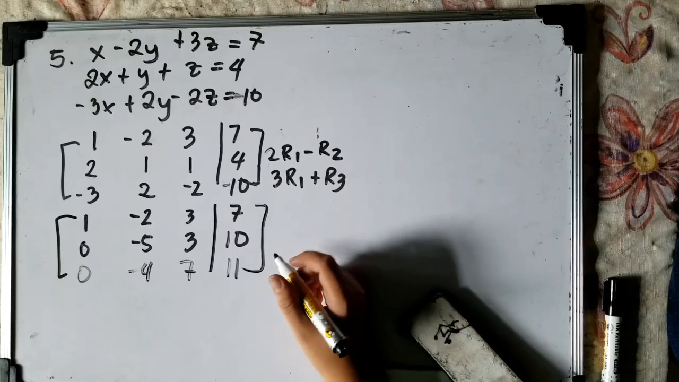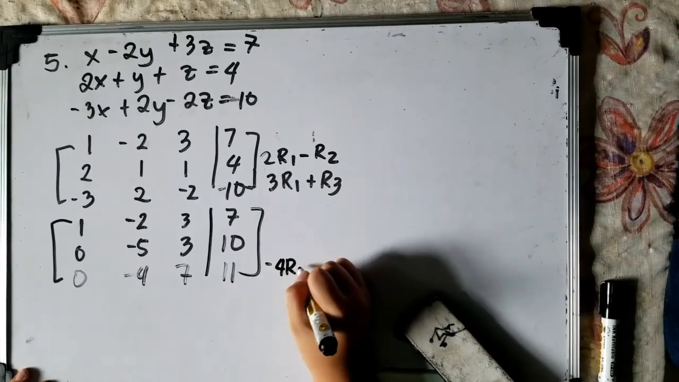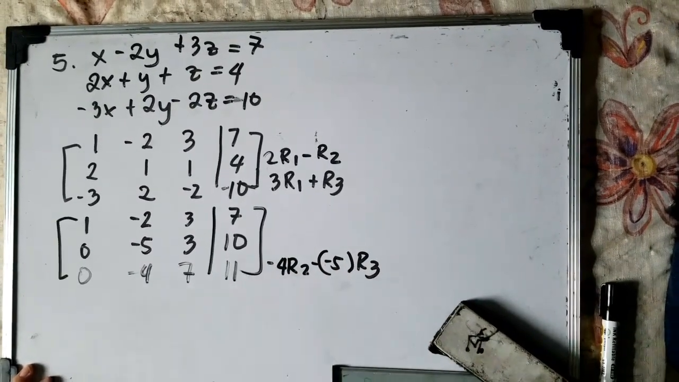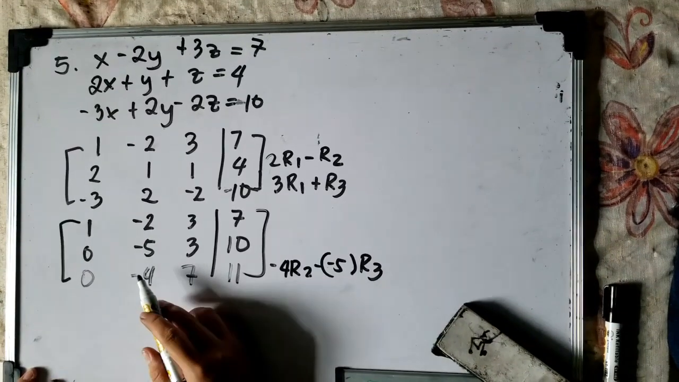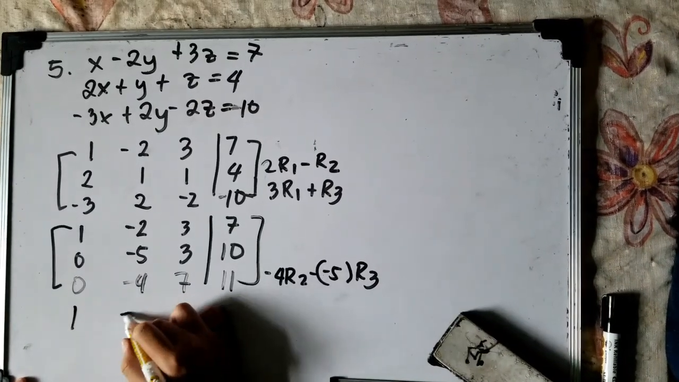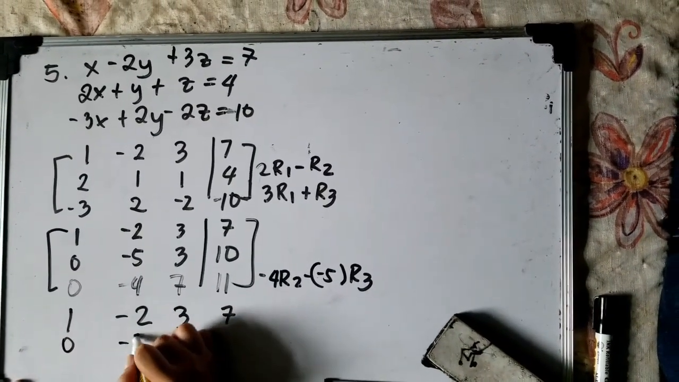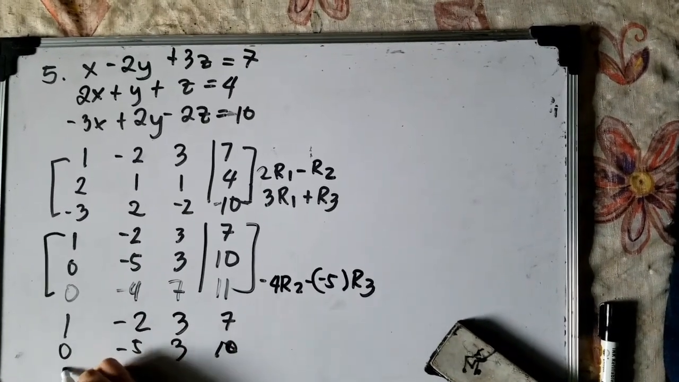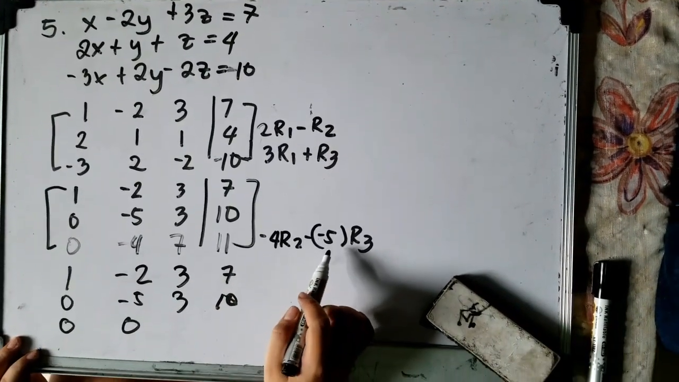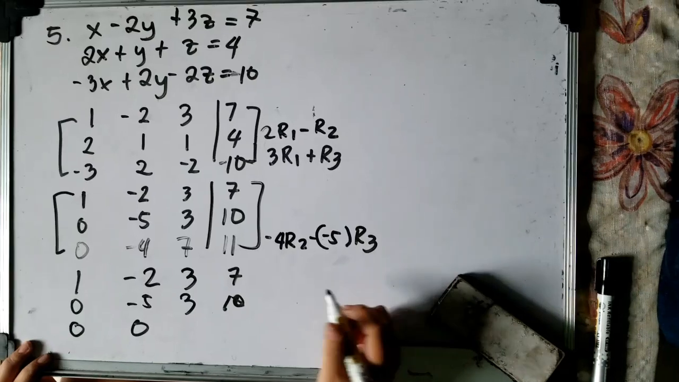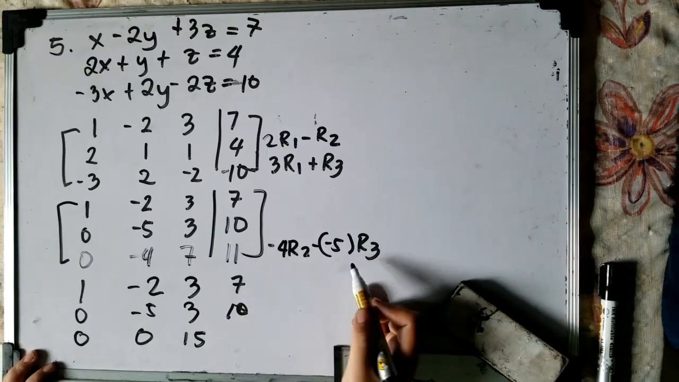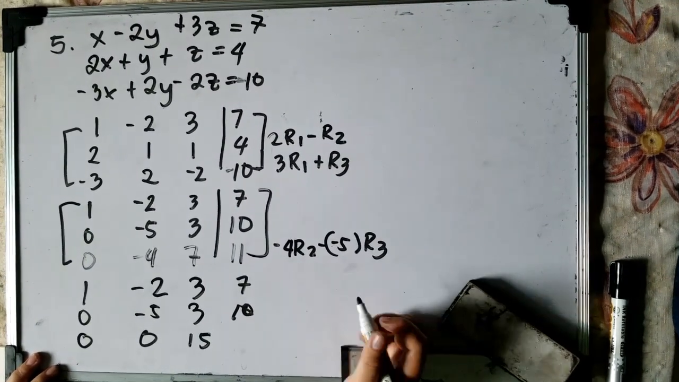So negative 4 times R2 minus negative 5 times R3. For this, negative 4 will become 0. So negative 4 times R2 is 20, minus negative 5 times R3 is negative 4, equals 0. So first things first, copy the values: 1, negative 2, 3, 7; 0, negative 5, 3, 10; 0, 0, and negative 4 times 3 is negative 12 minus negative 5 times 7 is negative 35, which equals 15. And then negative 4 times 10 is negative 40 minus negative 5 times 11 is negative 55, equals 15.